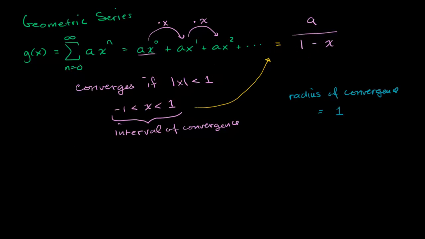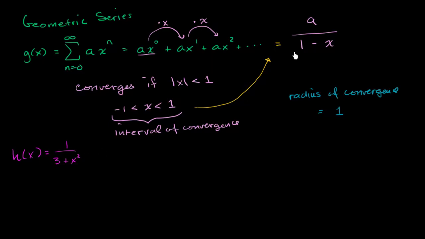Let's try to take some function. Let's say h of x being equal to 1 over 3 plus x squared. And let's try to put it in this form. And then once we put it in that form, we can think about what a and our common ratio is, and then try to represent it as an actual geometric series. So I encourage you to pause the video and try to do that right now.